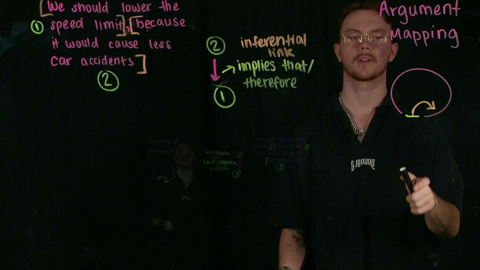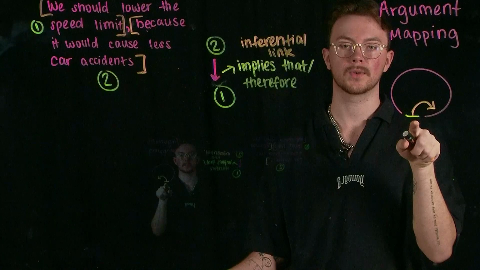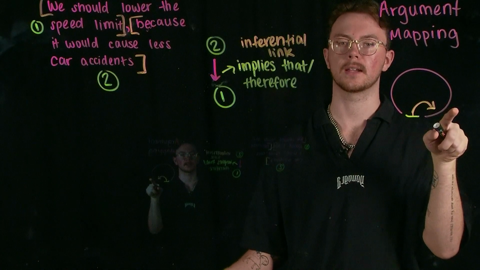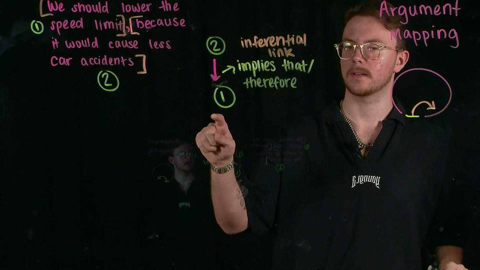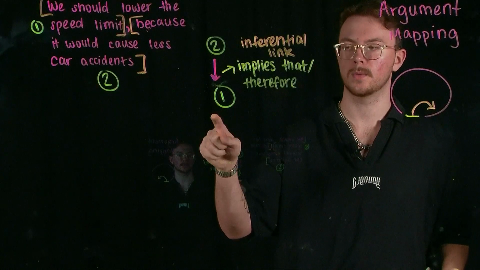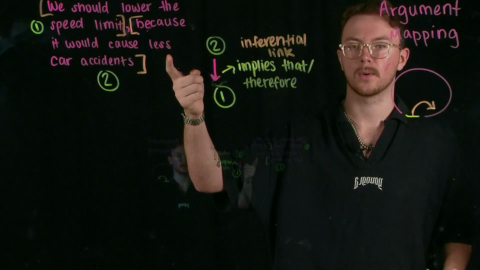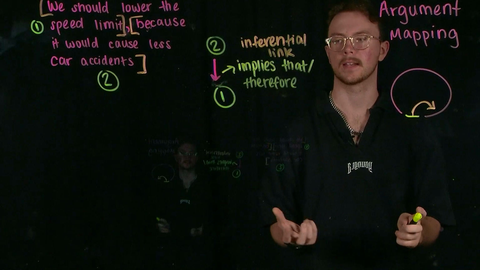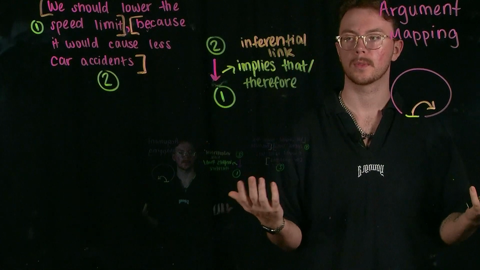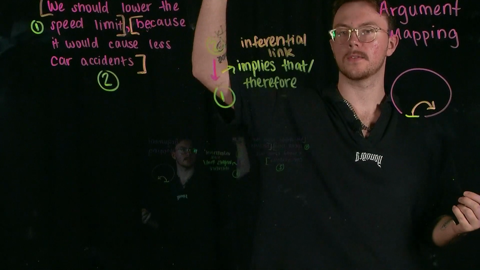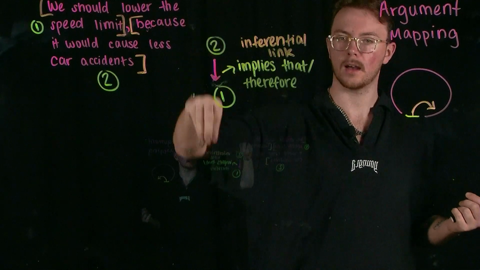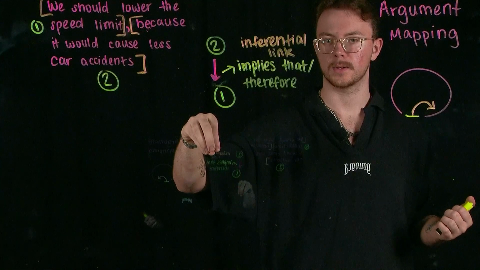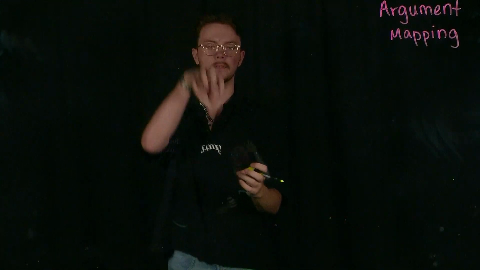Remember what inference is, right? This belief here, is it true? Why? Because it's something else I knew. This belief here that we should lower the speed limit, is it true? Well, why? Because it would lower car accidents. You could even think about this arrow here being the connector that says, is number one true? Well, why? Because of number two. So the flow of logic has to come from number one to number two. Now, that was an inferential link.